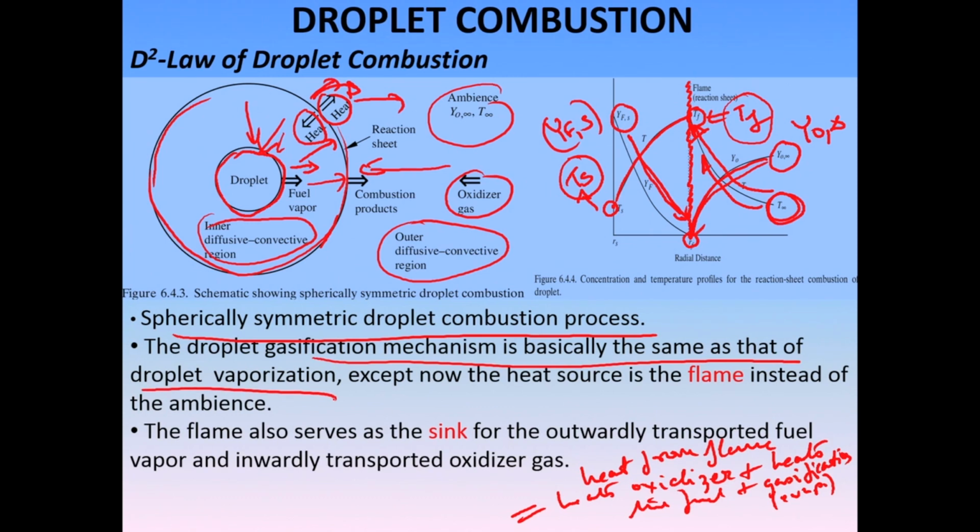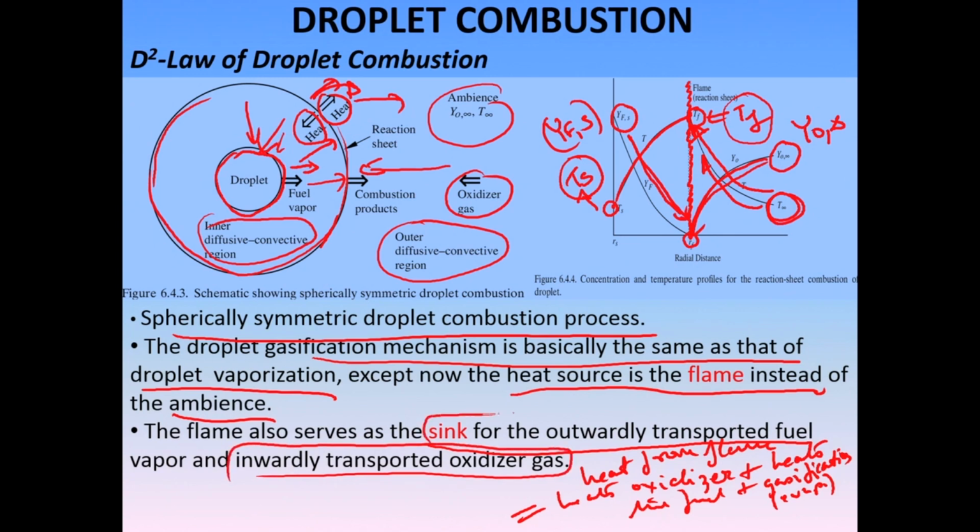The droplet does not know where the heat is coming from, except that the heat source is now the flame rather than the ambience, because the flame is a heat release source, there is a chemical reaction going on. The flame also serves as a sink for the outwardly transported fuel and the inwardly transported oxidizer gas. So, it basically eats up both the fuel and the oxidizer, if they are coming in stoichiometric proportions, got it. So, that is the basic premise of how the flame is established.